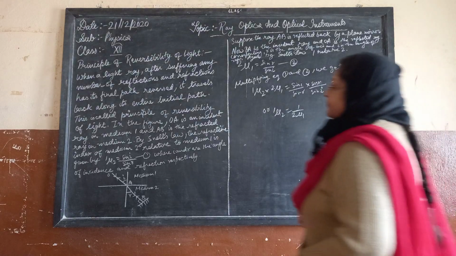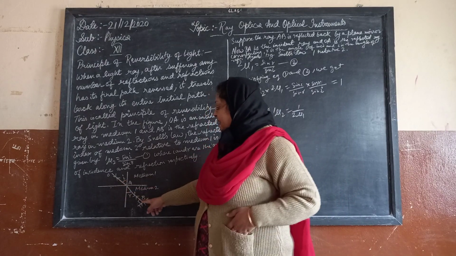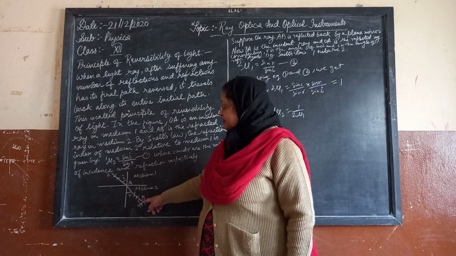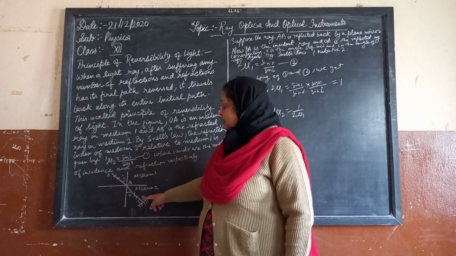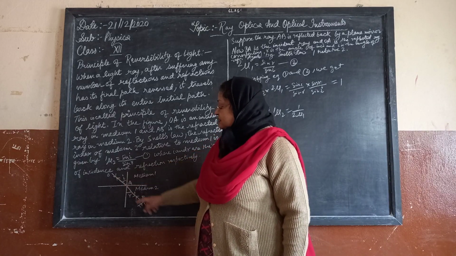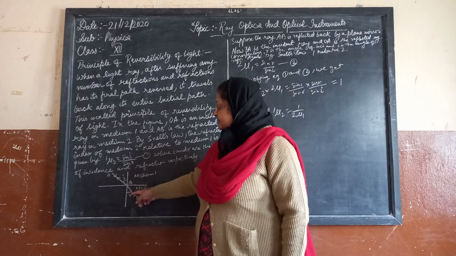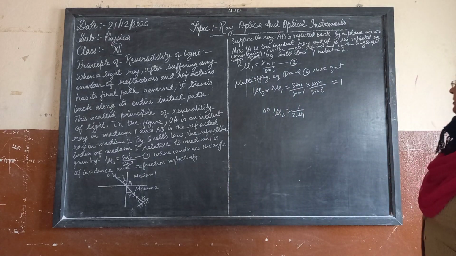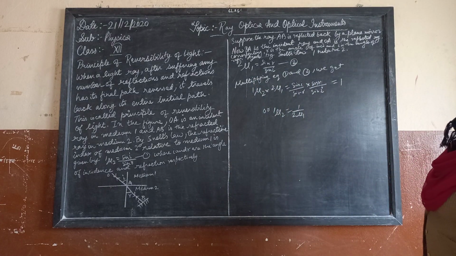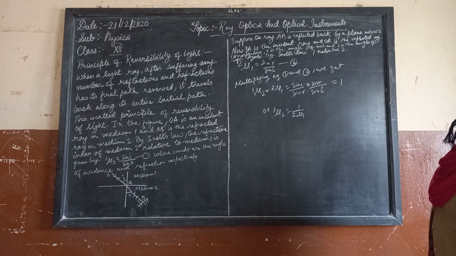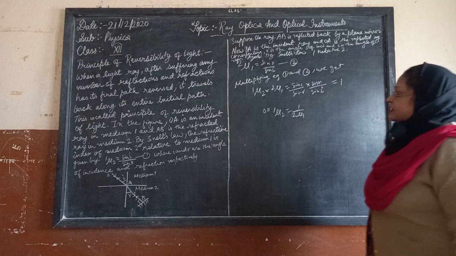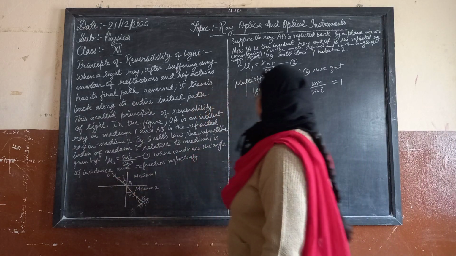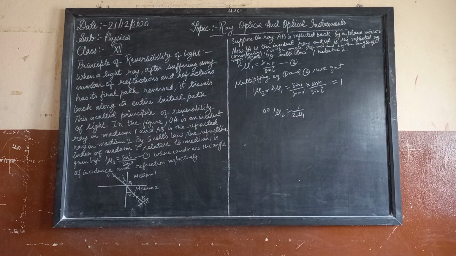So the ray goes from I to R, and it goes back again in the same direction. A mirror is placed here, and the ray goes out in the same direction. This will be sin I again, and this will be sin R again. Suppose the ray AB is reflected back by a plane mirror. Now AB will be the incident ray and OA is the refracted ray, so R is the angle of incidence and I is the angle of refraction.